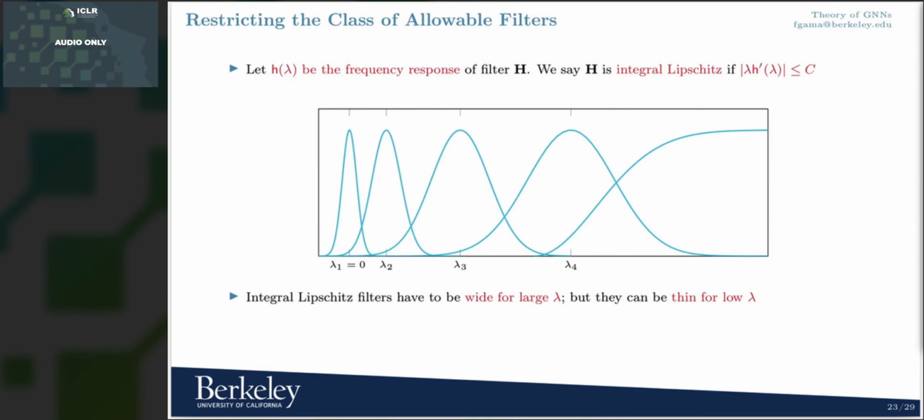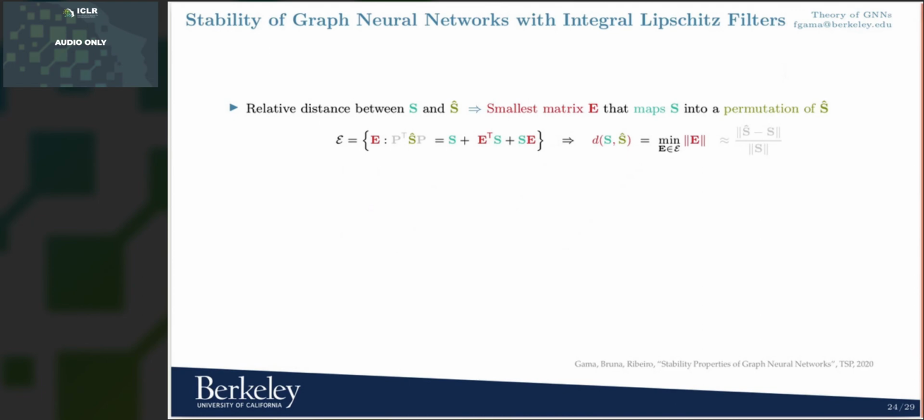These filters are of interest because they are the ones that are stable to perturbations. What perturbations? Well, we measure perturbations as the relative distance between the original graph S and the perturbed graph S hat. We define it as the norm of the smallest matrix E that maps S into a permutation of S hat. Note that this distance measures relative differences between graphs modulo permutations. In particular, it is small if the graphs are close to being permutations of each other.